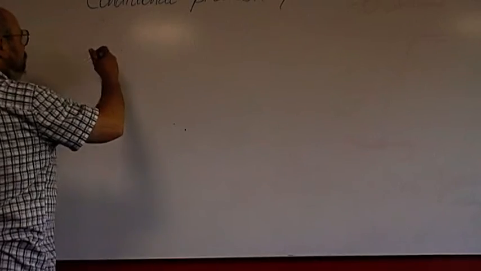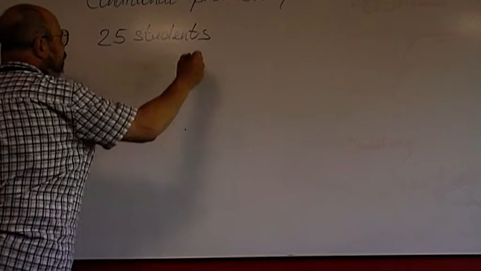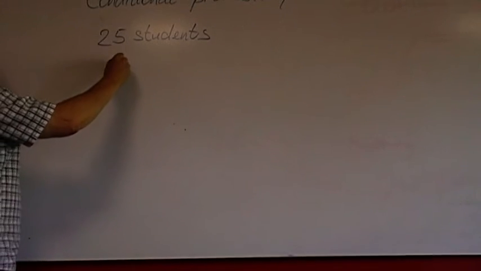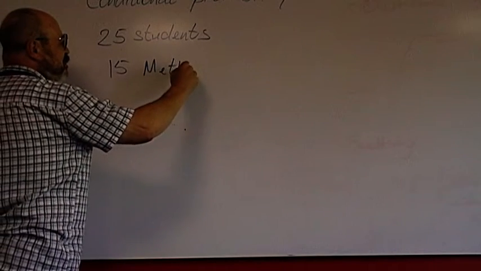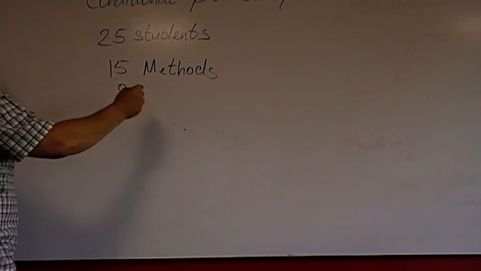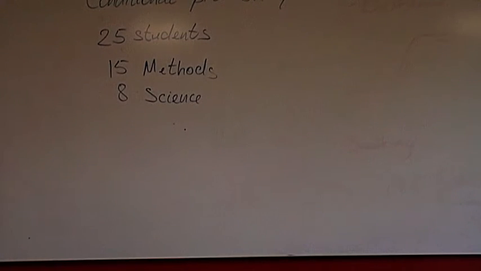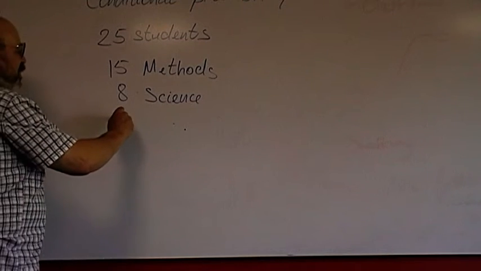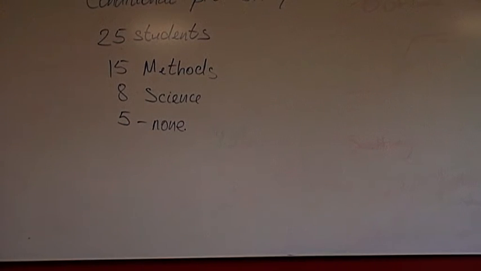So, probability tables. Let's again consider some example. Let's say we have a class of 25 students, and let's say 15 do methods, and 8 do one of the sciences, and 5 don't do any. Don't do methods, don't do. That's not possible. That adds up to 28.